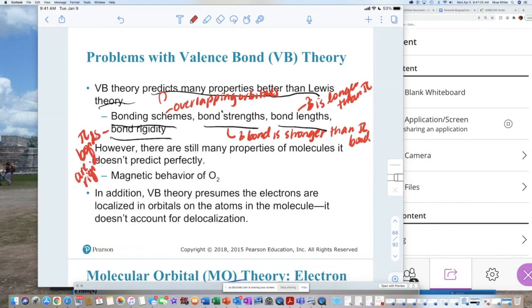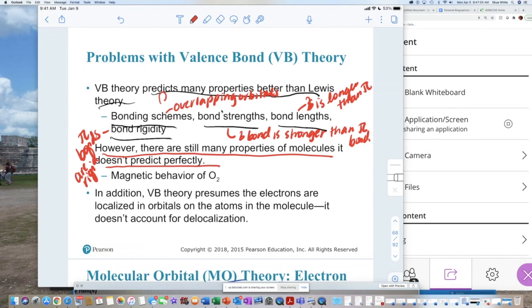Okay, so we learned all these things from the valence bond theory. Sigma bonds are longer than pi bonds. Sigma bonds are stronger than pi bonds. We also learned that while sigma bonds are flexible, pi bonds are rigid. Okay. However, there are still certain things that the valence bond theory is unable to do. There are still many properties of the molecule the valence bond theory isn't predicting perfectly.